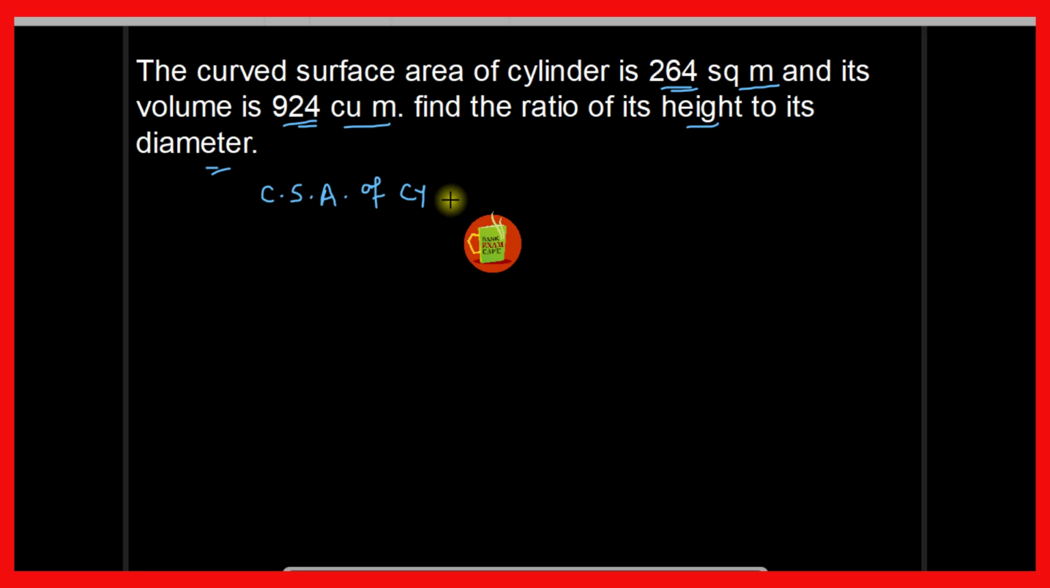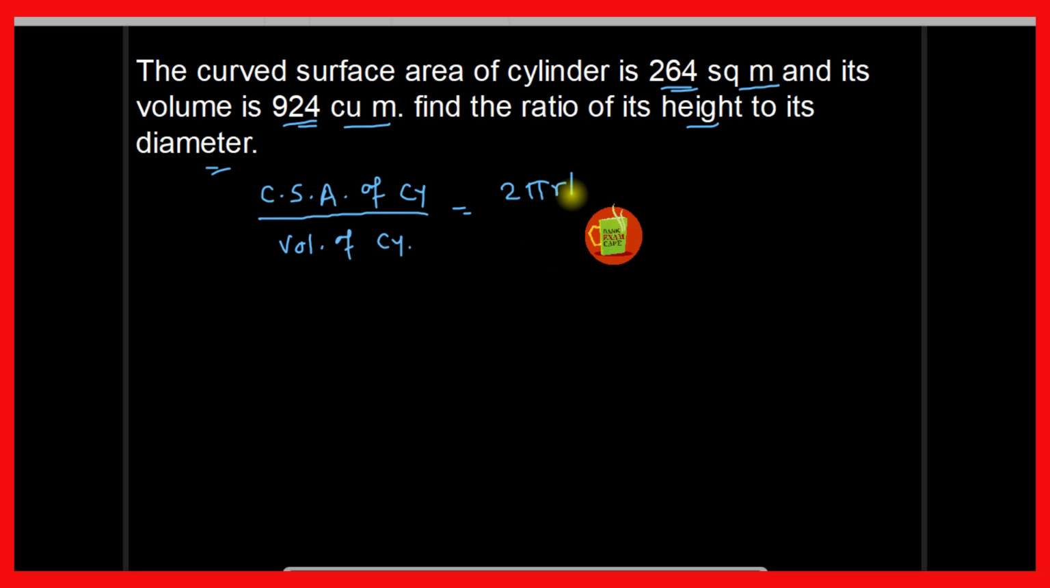of the cylinder upon the volume of the cylinder, which is equal to the curved surface area 264 upon the volume 924 cubic meter. The curved surface area is 2 pi r h and the volume of the cylinder is given by pi r square h. So h will get cancelled, pi will get cancelled, one r will get cancelled, and you will get this ratio equal to 2 by r.